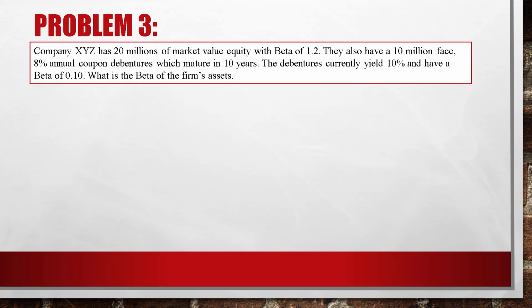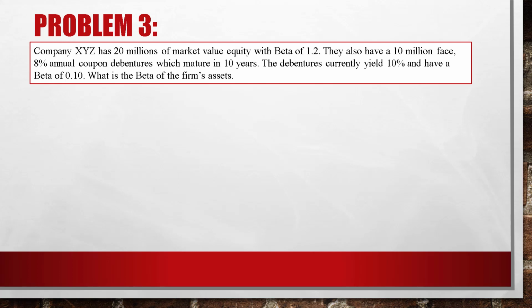Problem 3. Company XYZ has 20 million of market value equity with beta of 1.2. They also have a 10 million face, 8% annual coupon debentures which mature in 10 years. The debentures currently yield 10% and have a beta of 0.1. What is the beta of the firm's assets?